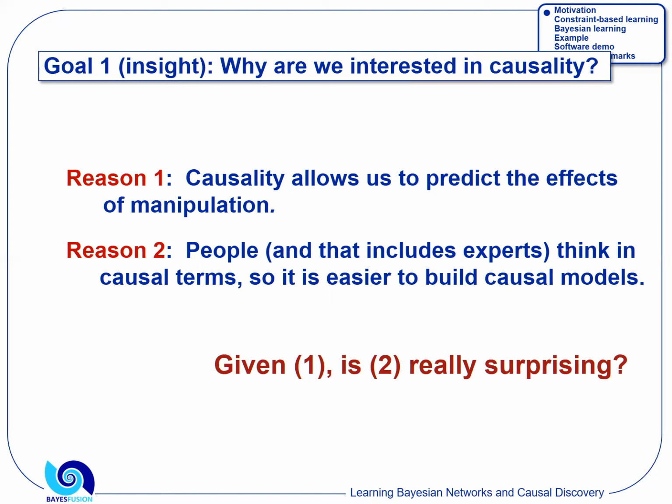The second reason is that people, and that includes experts, all of us, tend to think in causal terms. So if you use your expert knowledge to build models or to refine models, you will be thinking in causal terms. And because of that, it's easier to have causal models because there is some level of compatibility. Of course, given the importance of causality, which allows us to predict the effects of intervention, manipulation, it's not surprising that people find causality so important.